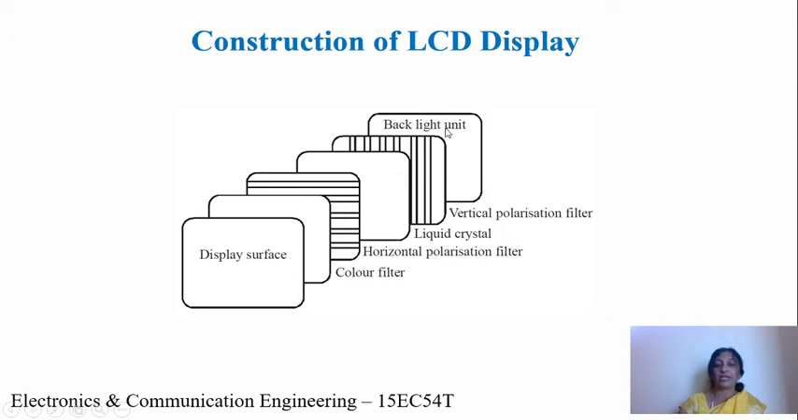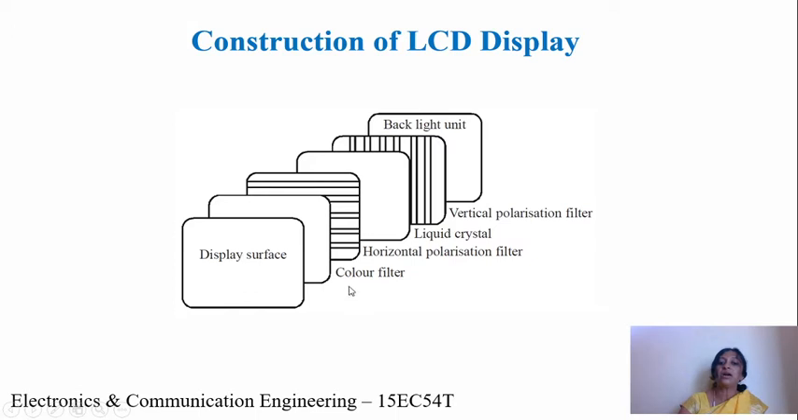In the backlight unit we are going to use a CCFL. Then we have a vertical polarization filter, which is going to polarize the light. Then the polarized light is passed through the liquid crystal, and then through a horizontal polarization filter, where the image light gets twisted, and it is going to block that particular area of the image, so that the image will be displayed on the display.